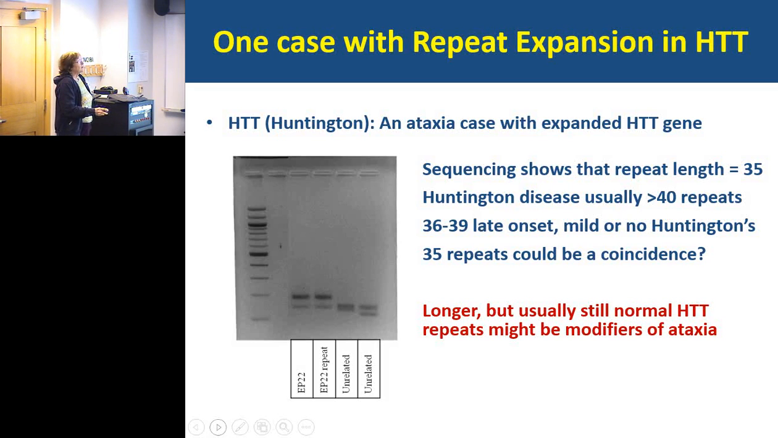So what we found is 35, which is clearly more than 34, just barely. And Huntington's disease usually starts only when you have more than 40 repeats. With 36 to 39 repeats, you may have late onset, mild or no Huntington's. It's kind of variable and unpredictable. So 35 repeats is still within the normal range, but these are all patients with ataxia. But this was first telling us, yes, what he found was relevant and correct. He did find an expansion of a repeat that was maybe not relevant for ataxia, but that was correct.